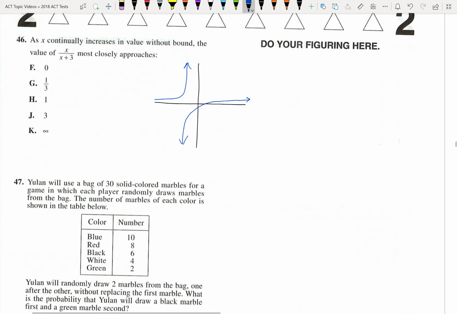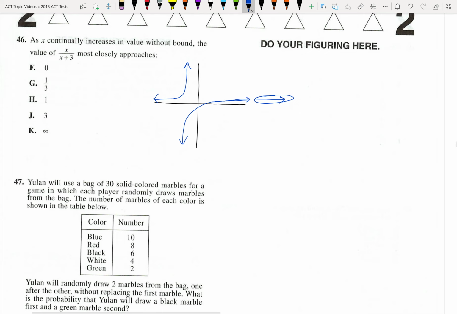Okay, so you're going to get something that looks like that. And it wants to know as x continually increases towards infinity without bound, what value are we approaching? So what you'd want to see is, as we continue to go right forever and ever, what y value are we at? Because it's going to flatten out. So you can just follow that in your calculator and see that it approaches 1, if that's the way you go about it.